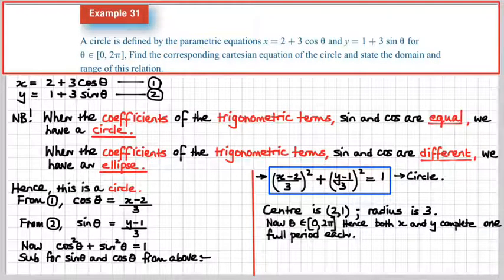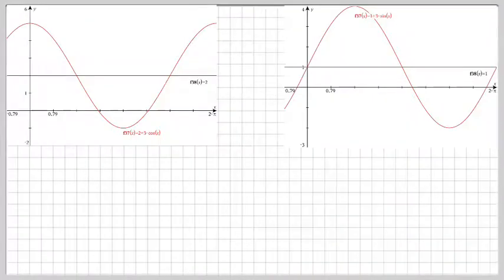That means if theta goes from 0 to 2 pi, then cos is going to go through one full cycle, and so is sine. Now let's have a look at that and flesh this out a bit. This is x, where x is 2 plus 3 cos theta. On the vertical axis here, I've got x. On the horizontal axis, I've got theta.